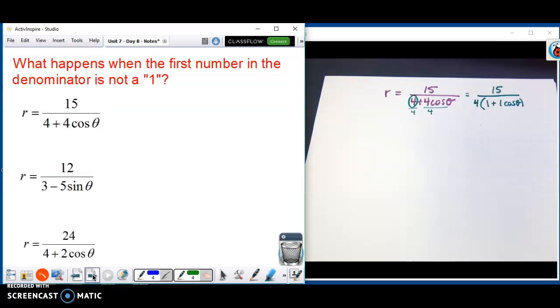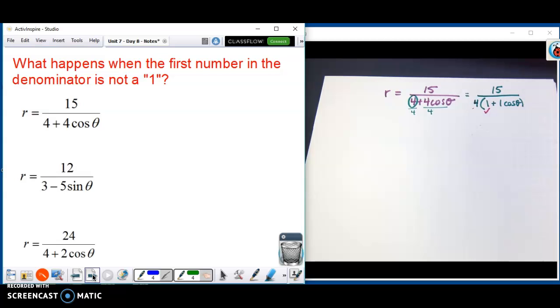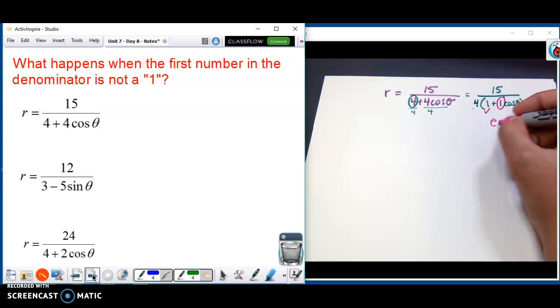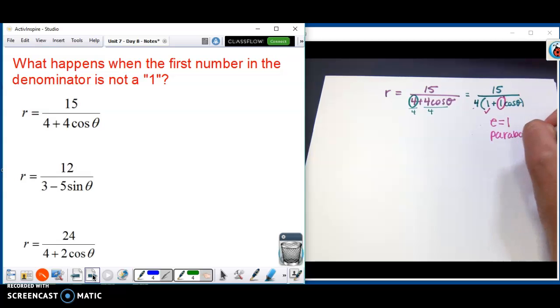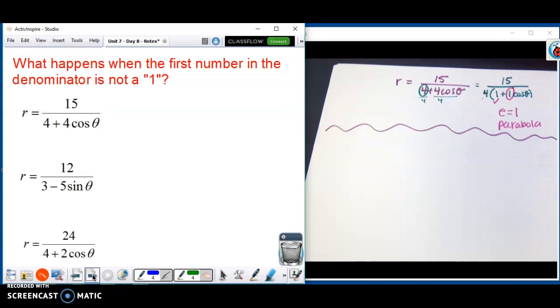Okay? So this 15 over 4 you can technically move to the top. So you can just ignore this 4 now. Now we have our 1 there. And now the number that we need to use for our eccentricity is 1, which means this has to be a parabola. Okay? So if there's a number instead of a 1 in the denominator out front, you just factor it out.